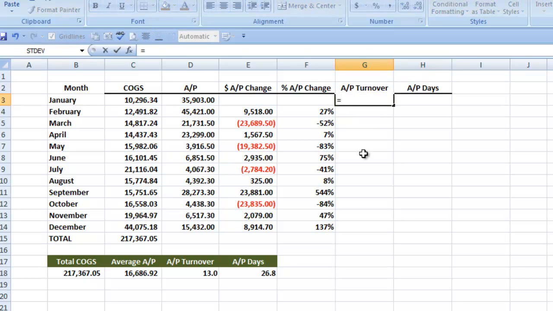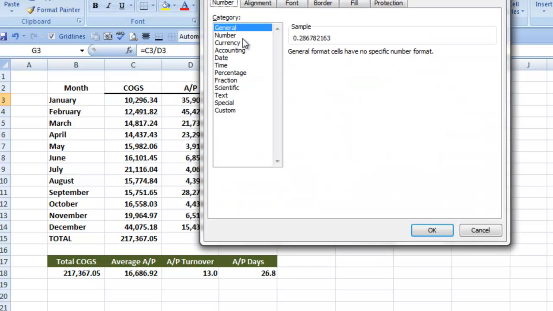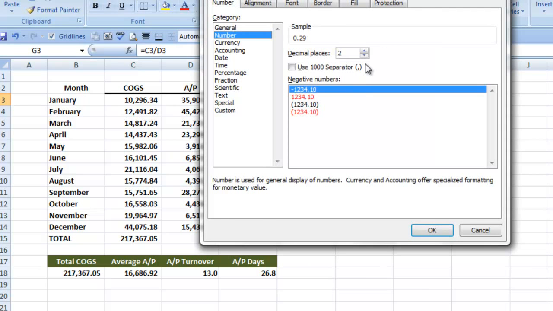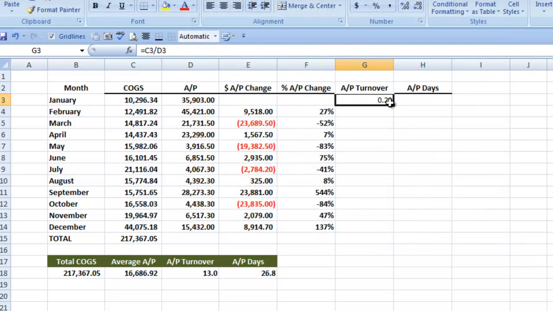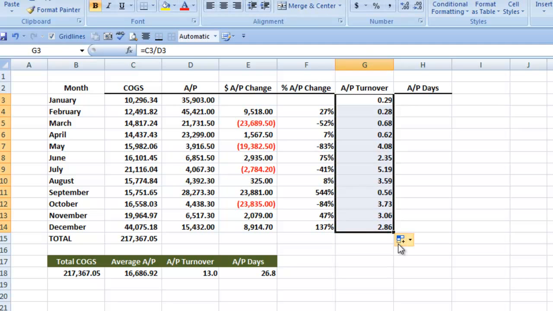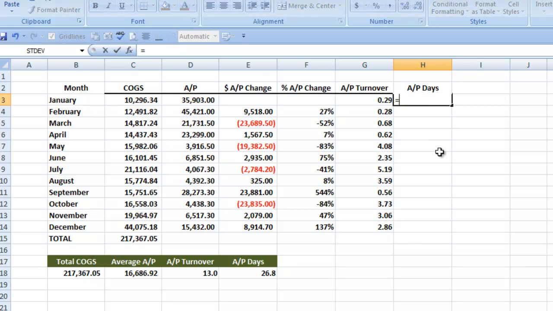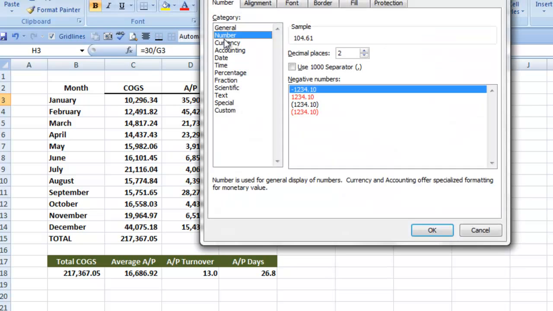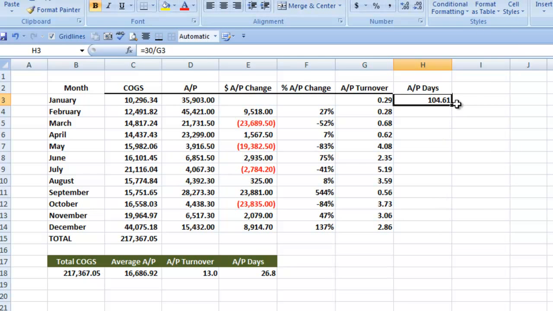So the AP turnover ratio is going to be cost of goods sold divided by accounts payable, and I'll change the number format so we don't have so many decimal places, and I can just fill this in. The AP days is going to be, in this case, because it's by month, 30 days divided by the AP turnover ratio. And I'll have to fix the decimal places here too. We'll keep it at 2 decimal places, and I can fill this in.